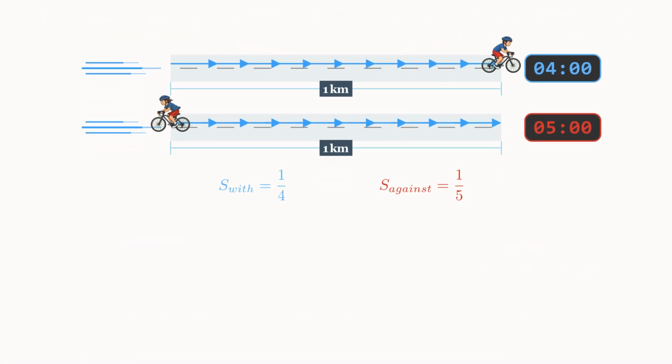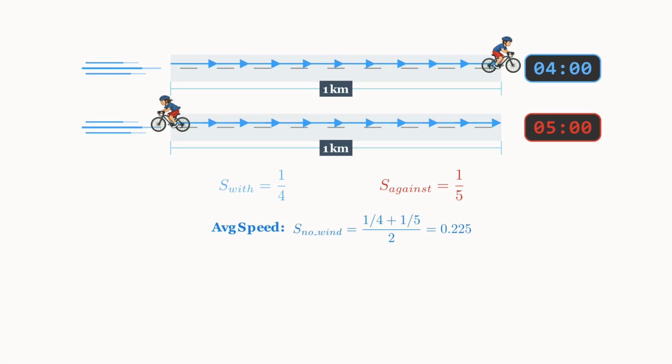The correct approach is to find Joan's speed in each direction. With the wind, she travels 1 kilometer in 4 minutes, so her speed is 1/4 kilometer per minute. Against the wind, 1 kilometer in 5 minutes gives 1/5 kilometer per minute.